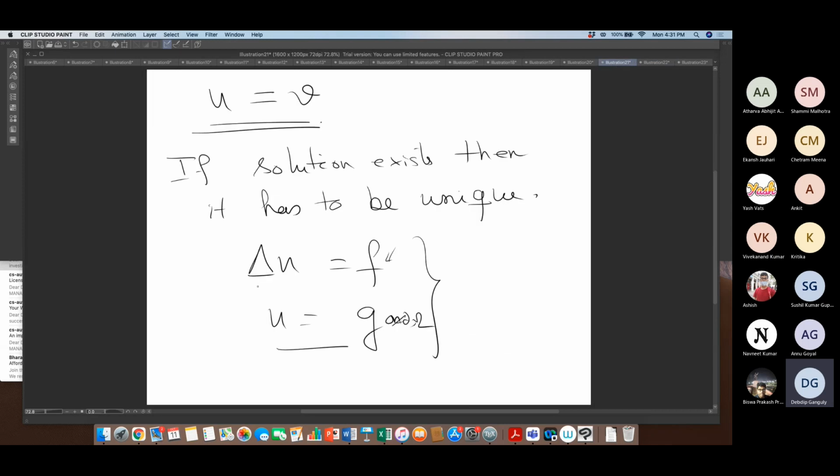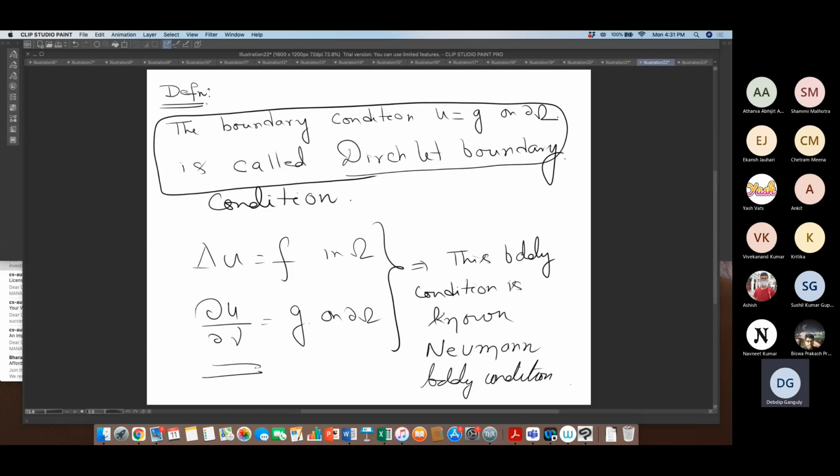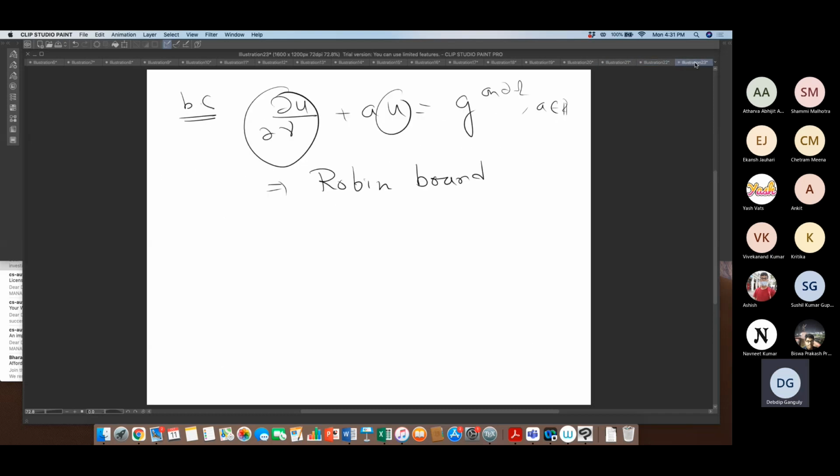That means this type: Laplacian u = f, u = g on the boundary. Sometimes I will use del u by del nu, but mostly Dirichlet. We will not do the Robin boundary, but this is just for your information. Del u by del nu, on the boundary, where nu is the unit normal, is the derivative of u along the normal to the boundary.